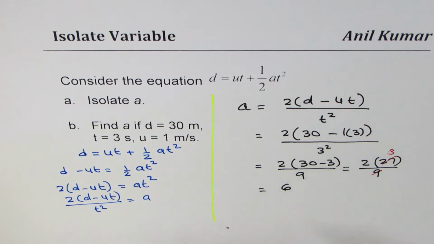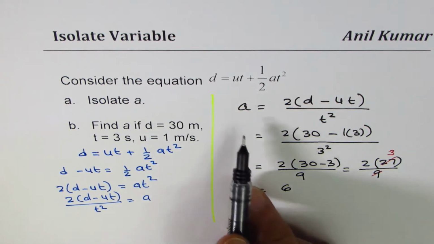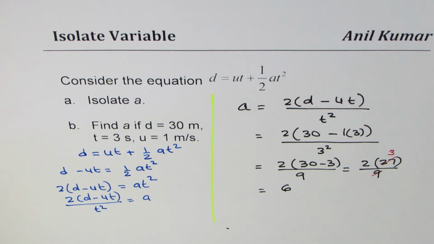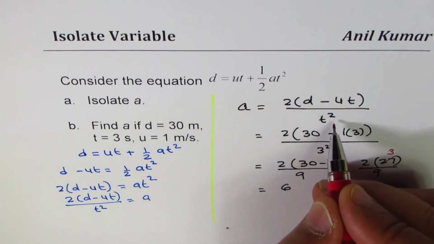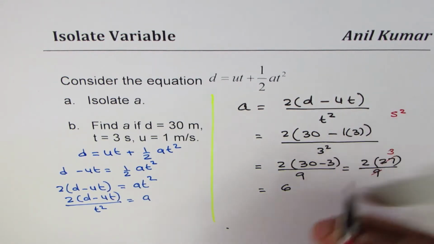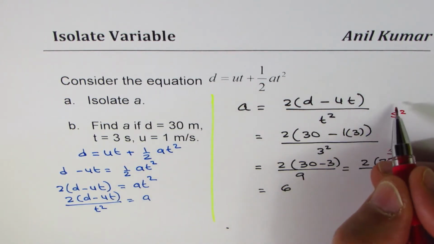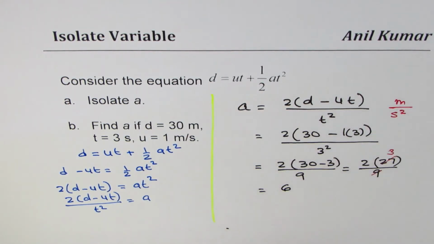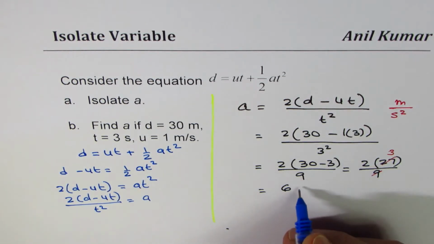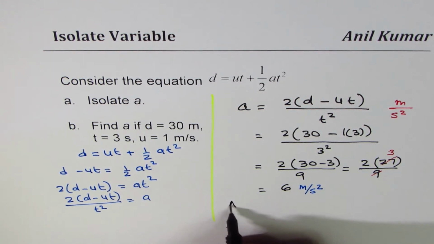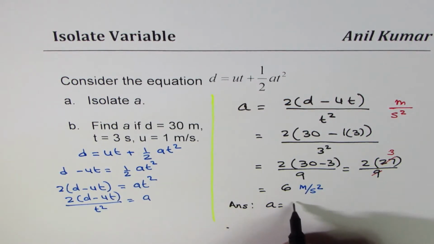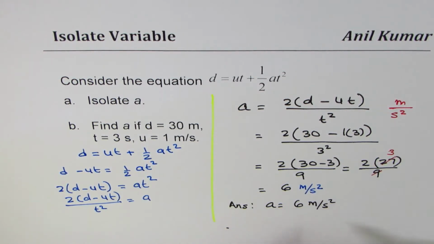So we get 6. Now what should be the units for acceleration? That is kind of important to understand. So time squared. So t is in seconds. Do you see that? So we have second square here. Now distance d is in meters. So we have meters per second square. Is it okay? So the units are meters per second square. So we'll write down the answer as a equals 6 meters per second square. It's very important to include units in your answer.